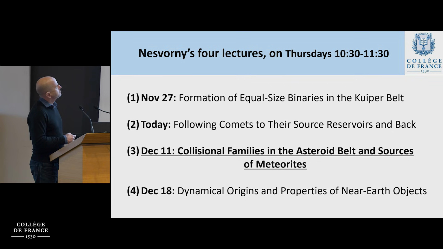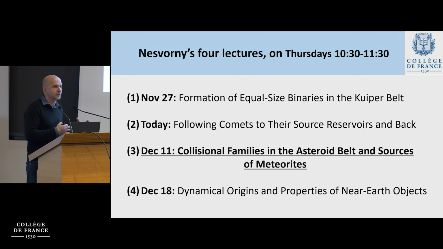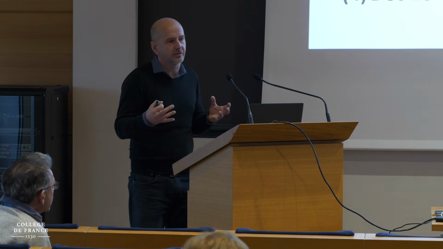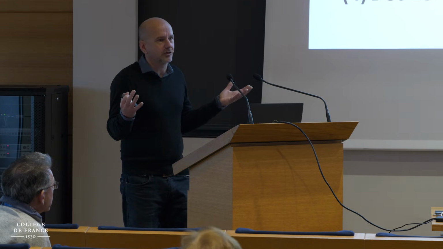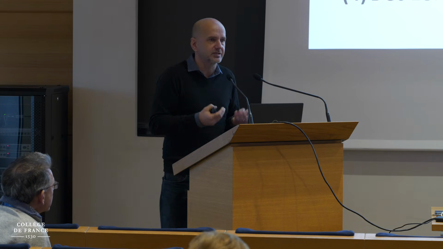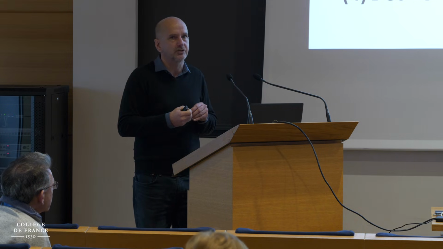This was the lecture for today, talking about comets and their source reservoirs. Next week, we will move a little bit closer to the sun, to the inner solar system. And I would like to discuss these giant collisions that happen between asteroids that are capable of disrupting 100-kilometer bodies into small pieces. I will explain how these pieces can be traced back to the same collisions and are identified as collision families. And I will also talk about the potential relationship of some of these families to meteorites that we collect on the Earth.